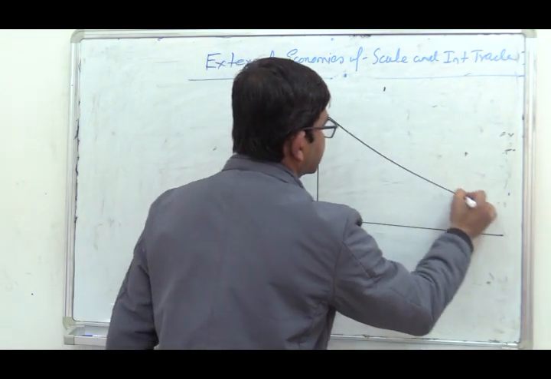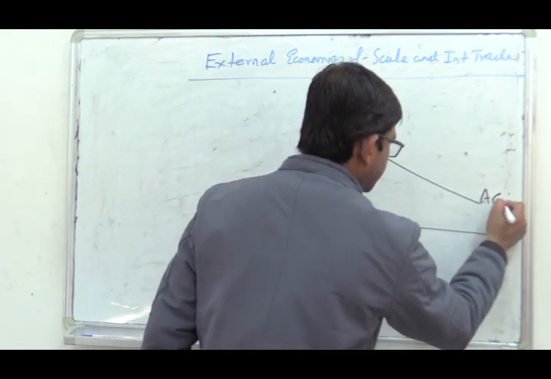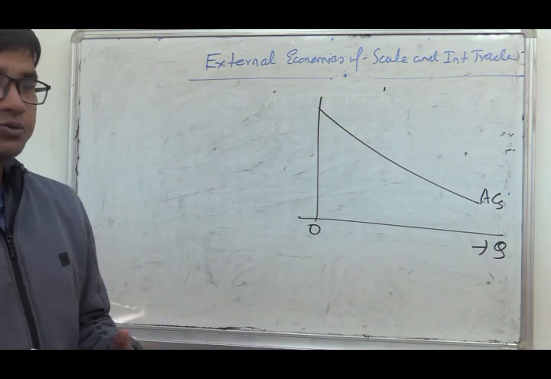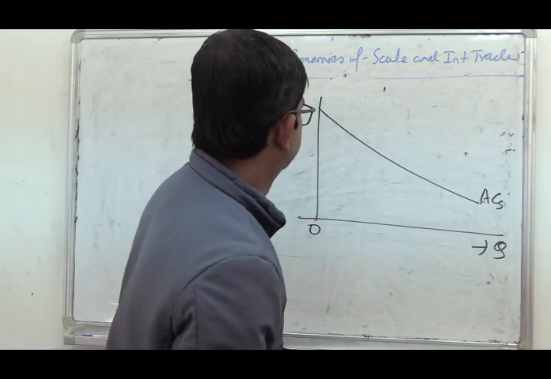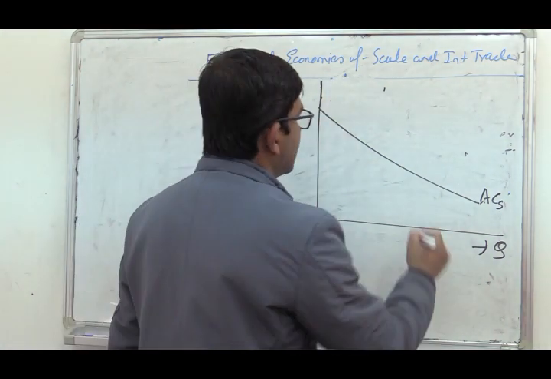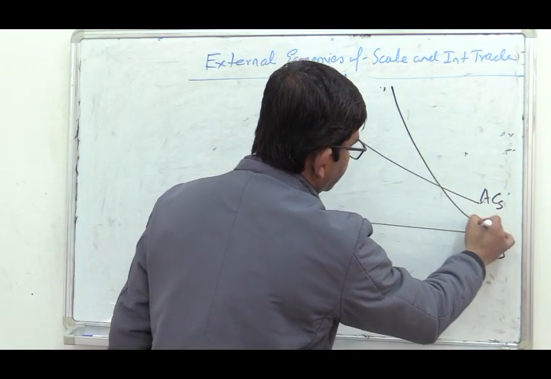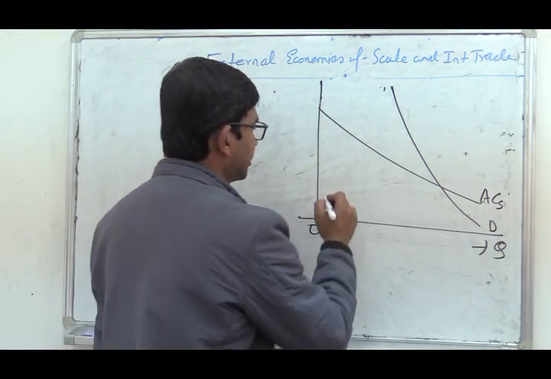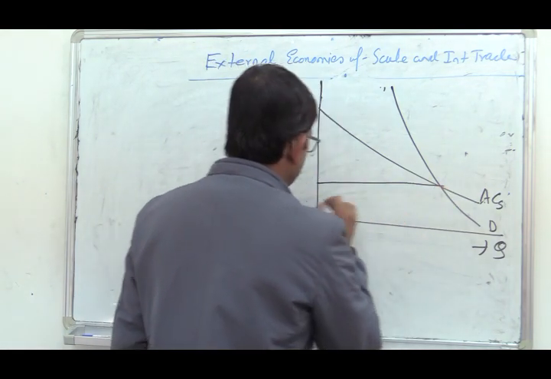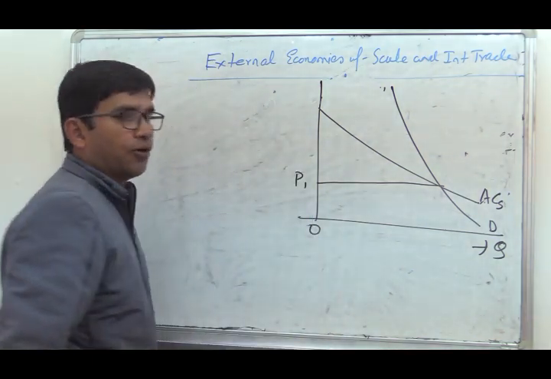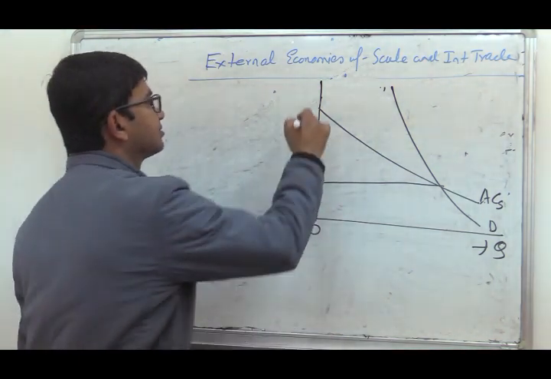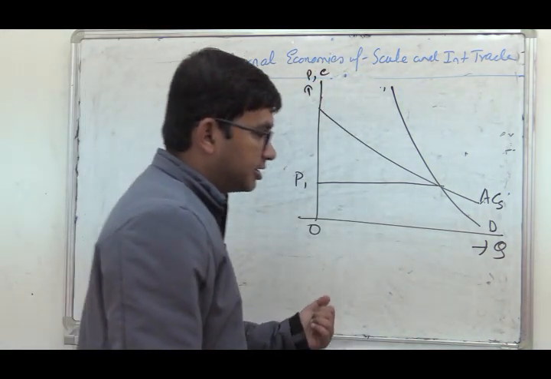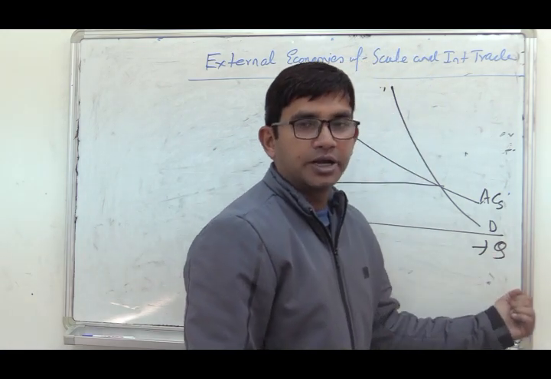So now we consider that this is the average cost of watches in Switzerland, or the average cost of watches produced by the Swiss watch industry. D is the global demand curve for watches. The global price of watches is OP1. On the vertical axis we are measuring price and cost of production, and on the horizontal axis we are measuring the quantity of watches.